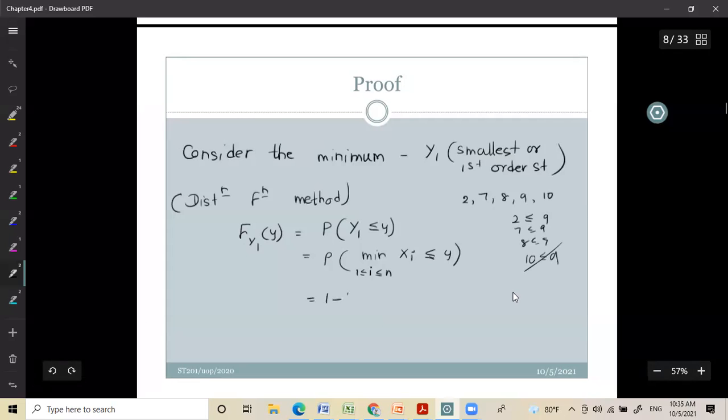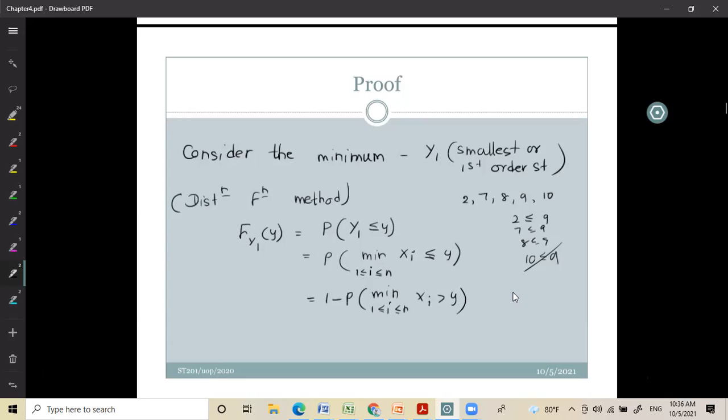So what I'm going to do is take 1 minus this. If I take 1 minus, what will happen? You know that the sign will change. If you take 1 minus, that is the opposite. Now you have Xi greater than y. Now we have this expression that the minimum is greater than some number.